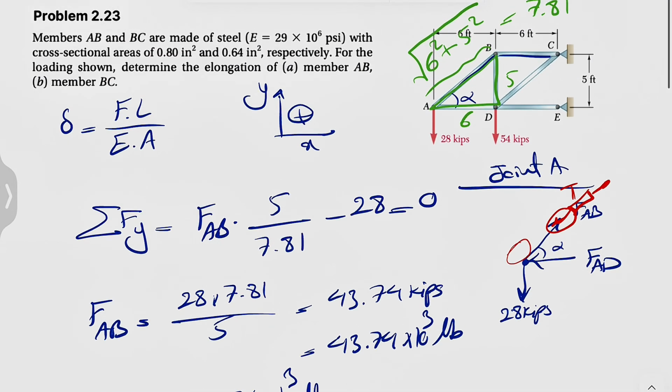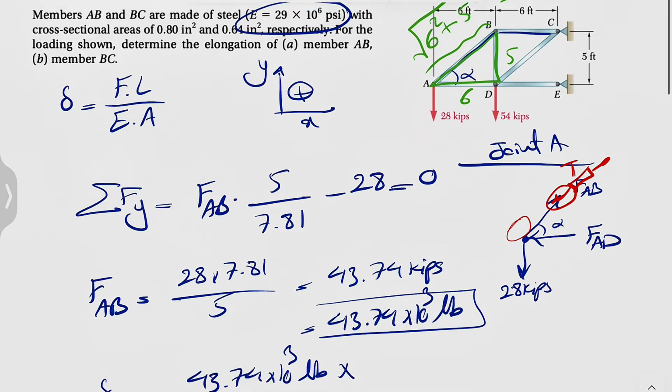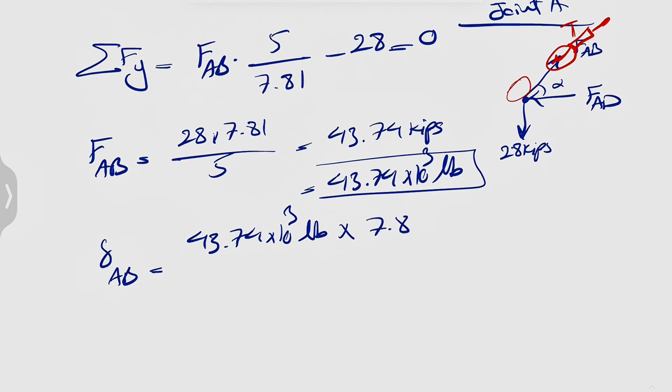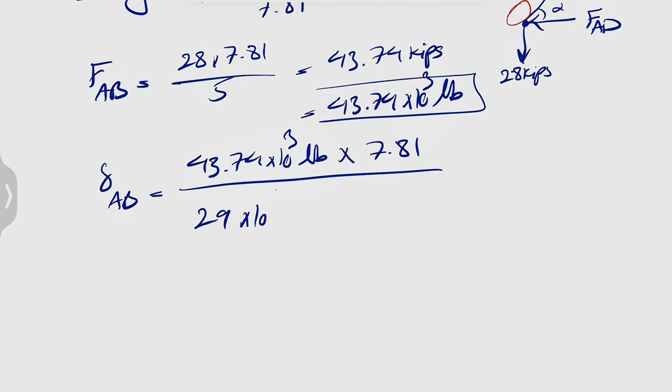We're going to go with the pound because the unit that we have for elastic modulus is psi, or pound per inch squared. That's why we have to do the unit conversion in here. The length of AB we figured out is 7.81, basically the hypotenuse of that right triangle. And the elastic modulus is 29 times 10 to the 6.